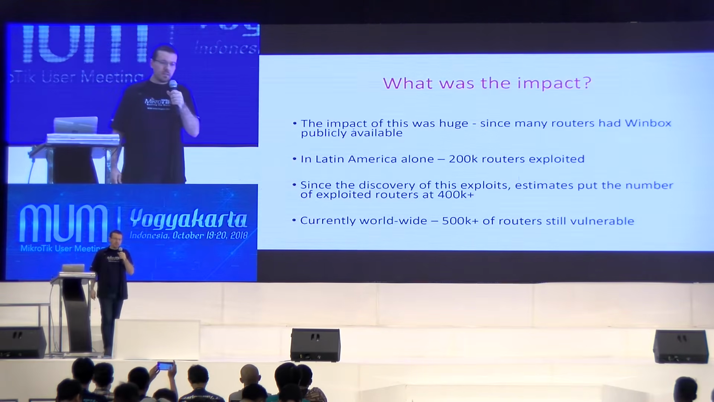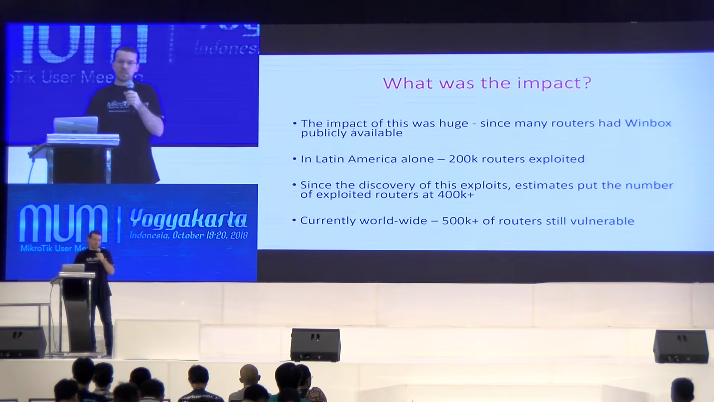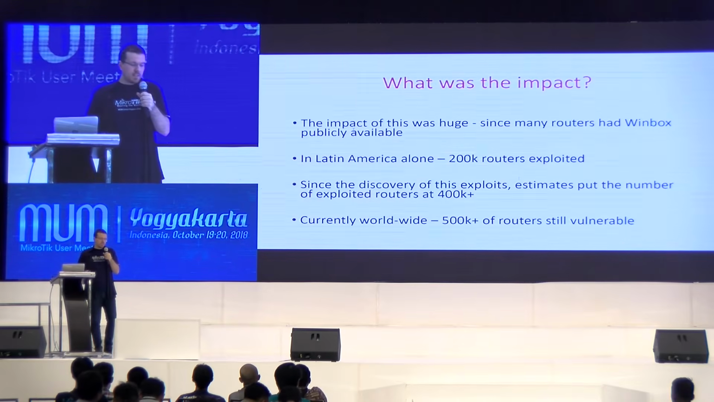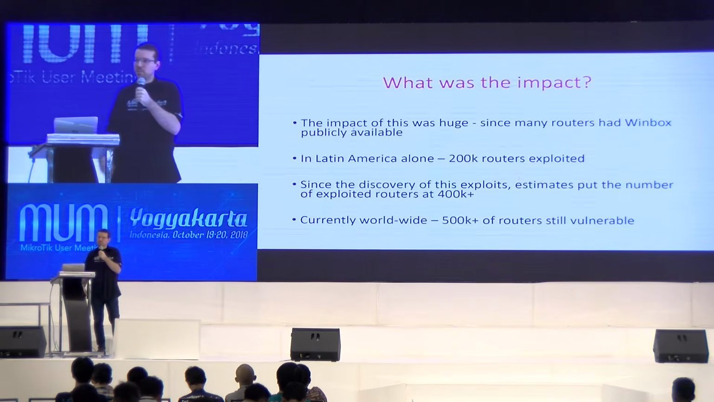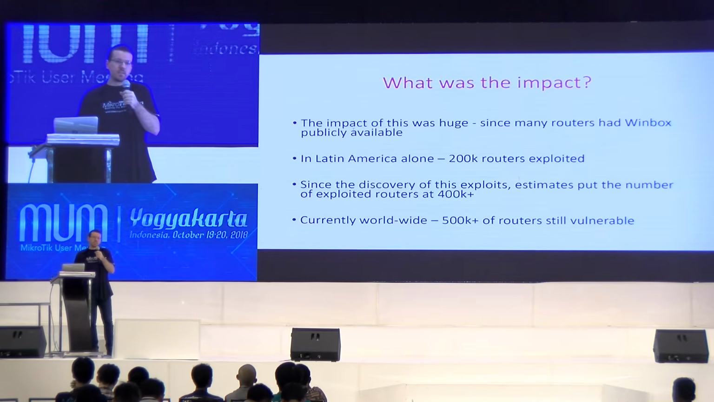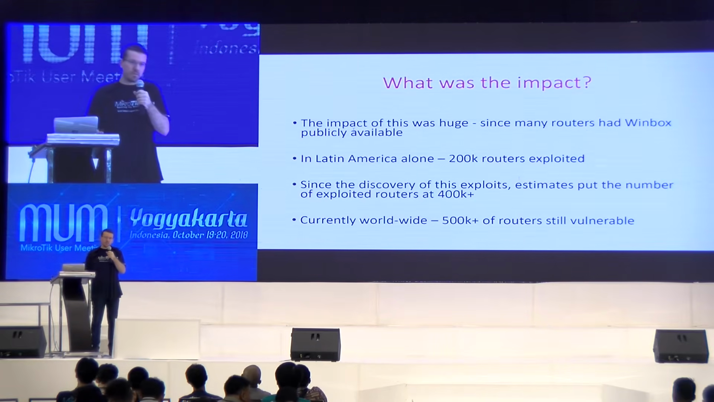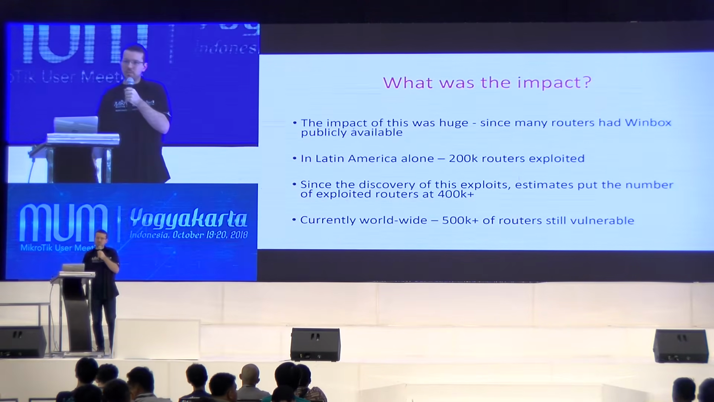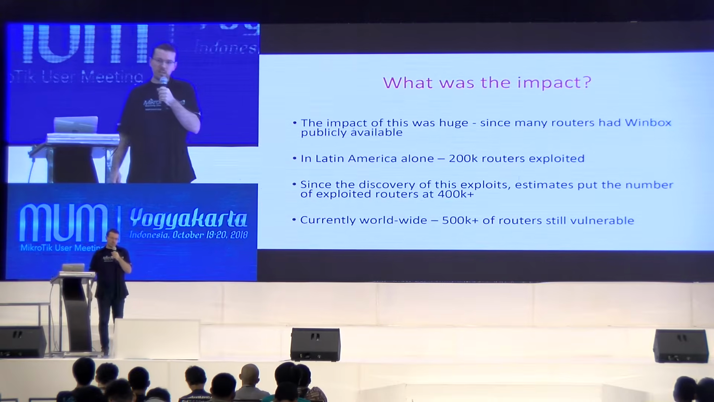So, the impact of this was huge, as we mentioned multiple times. In Latin America alone, 200,000 routers were exploited. And since the discovery of this initial exploit in the beginning of August, additional routers were exploited, and estimates now say that more than 400,000 routers around the world have been exploited. And what is even worse is that currently there are still more than 500,000 MikroTiks around the internet that are publicly available and vulnerable. So by these numbers, you can see that more than 1 million MikroTik routers around the planet are not properly secured and have either been exploited already or are still open to exploits.